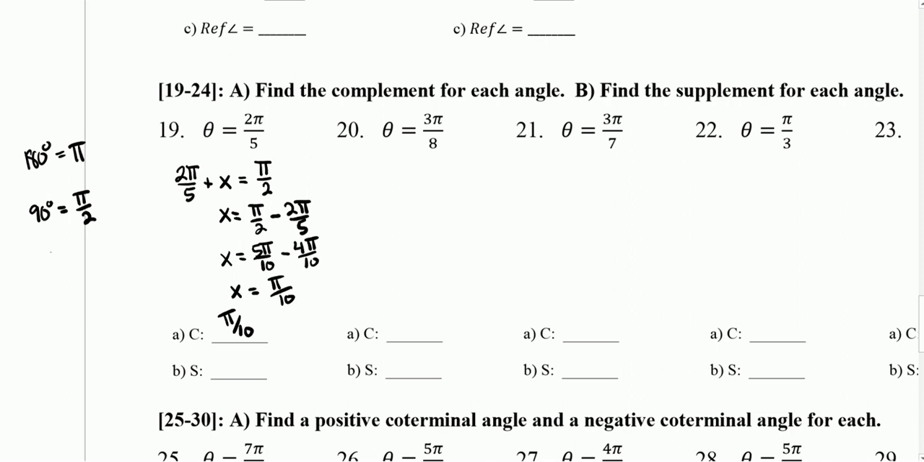For the supplement, we're going to do the same thing, and instead of setting it equal to pi over 2, we're going to set it equal to pi. So we're going to say 2 pi over 5 plus y is equal to pi. Two angles that add up to 180 degrees. Subtract 2 pi over 5, we end up with y is 5 pi over 5, that's our pi, minus 2 pi over 5, which is 3 pi over 5. And we found the complement and the supplement for number 19.